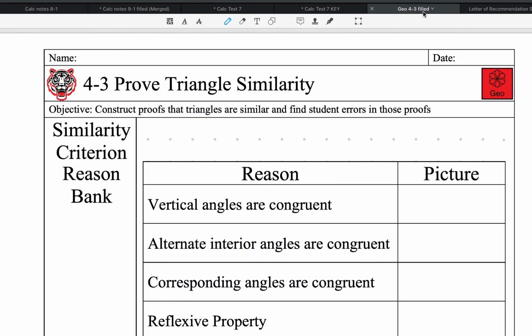All right, this is geometry, lesson 4-3, proving triangle similarity. Lots of proofs today. Today's date is Thursday, February 4th, 2021. Objective: construct proofs that triangles are similar and find student errors in those proofs.